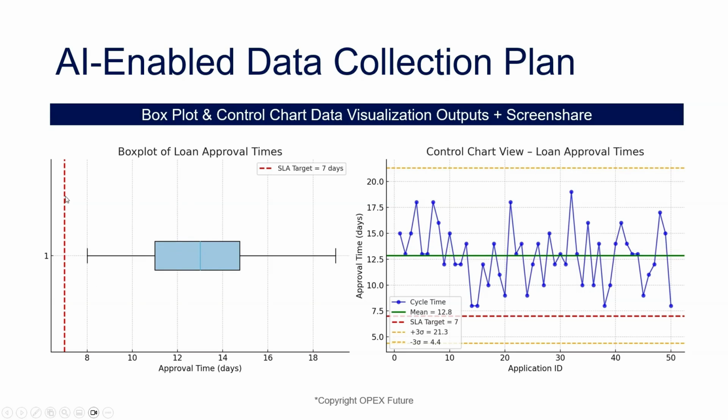Now, once again, we got our vertical dashed line showing our 7 days SLA. Everything is to the right here. We see our mean, right? That's our 12.8. We see our distribution within our box here to show our mins, maxes, etc.